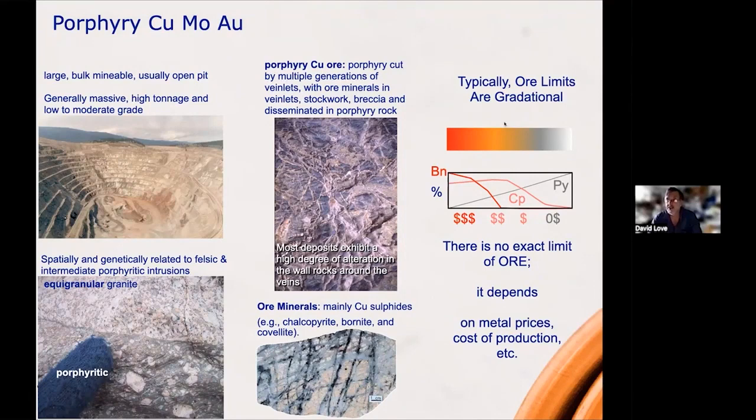Generally with these deposits, the limits of ore are quite gradational. The copper minerals drop off gradually out from the center of ore. Bornite usually drops off first. Chalcopyrite drops off somewhere farther out. And the waste sulfide minerals like iron pyrite increase outward. So there's no exact limit to ore. It just depends on metal prices, cost of production, etc.